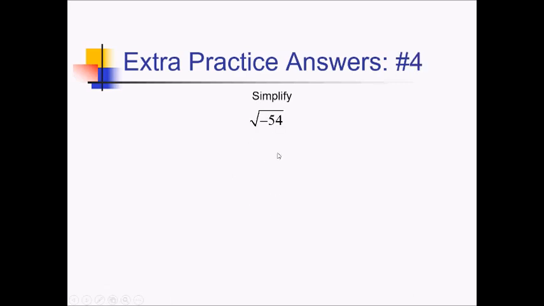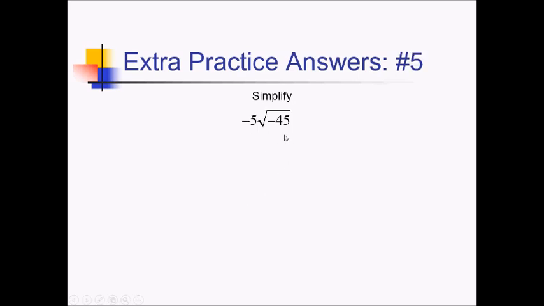To simplify this one, we're going to take that negative out as an i, so we have i radical positive 54. And then 54 can be split up into radical 9 times radical 6. 9 is the biggest perfect square that goes into 54. Square root of 9 is 3, so this is 3i radical 6.